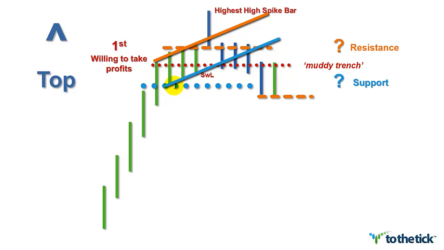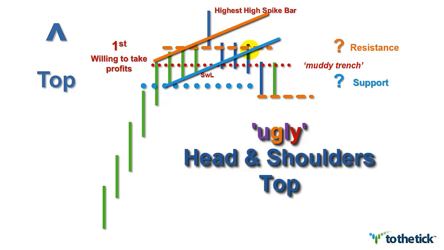So we can use this channel line break as the first signal. We can also use those highs that were that early version of resistance, the one with the orange dashed lines, that early form of resistance. We can use the lack of any effort to get back above there, and hence a lot of people call this pattern an ugly head and shoulders reversal. It just doesn't have the time element involved in the turn. It's quick about it. No matter what chart you're looking for a single spike type bar.